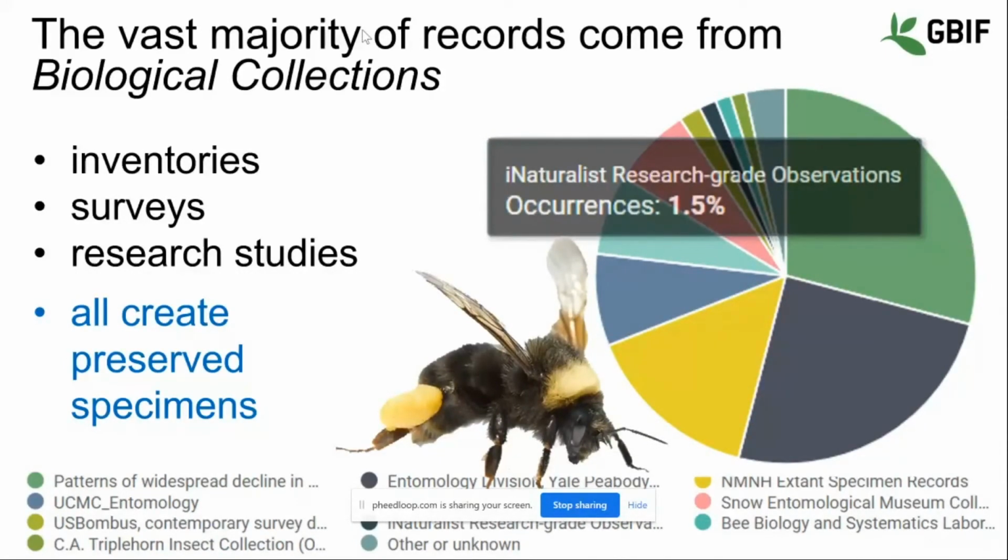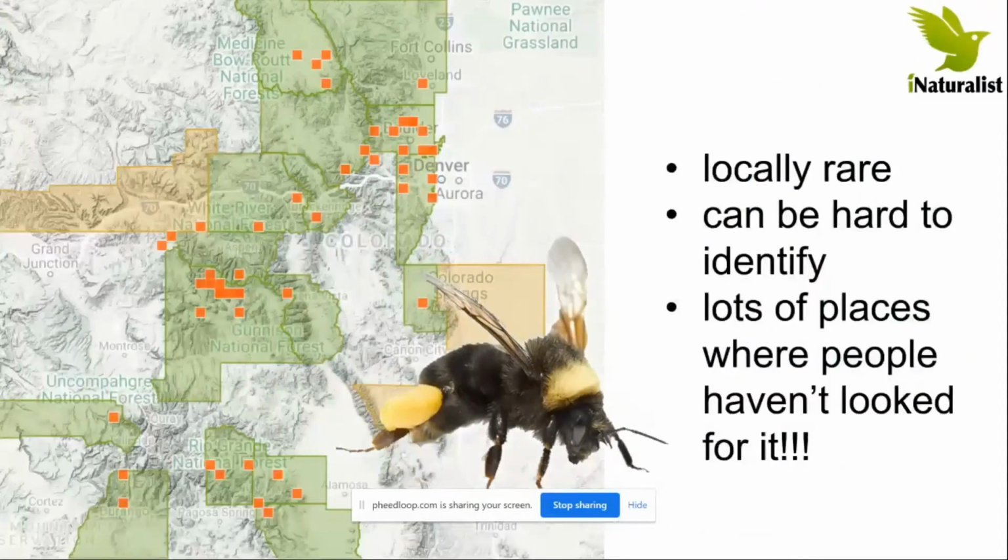You can see here that UCMC entomology, that's the University of Colorado Museum of Natural History's collections that house Bombus occidentalis. Others housed around the country in different institutions. And while those are really valuable, we're also looking for ways to improve and engage the public in collecting this kind of distributional knowledge. So most people are probably familiar with iNaturalist now. Of interest for this bee species, Bombus occidentalis, iNaturalist observations make up just 1.5% of all Colorado records for this bee. That's not very much.